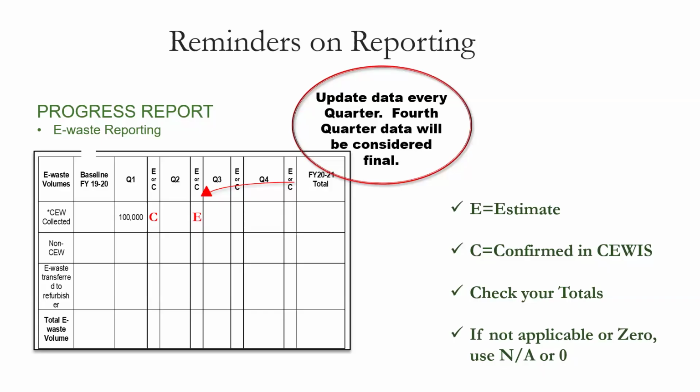Just a couple reminders on the progress report. So for the e-waste collection numbers, please identify the data as either an estimated volume or the volume took from CWIS. Use the abbreviation indicated in the report as an E for an estimate or a C for confirmed. And then once you have confirmed the final amount, update the E to a C in the next report.